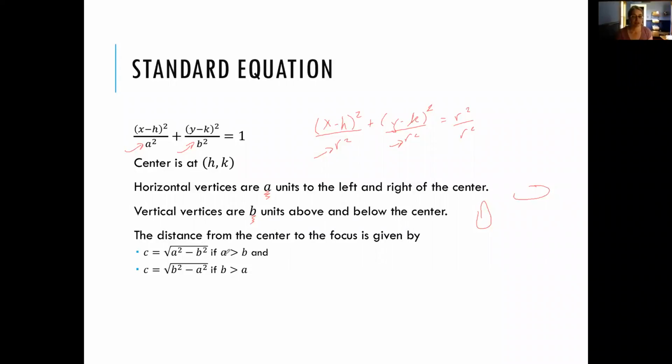And if you have a horizontal ellipse, so if A is bigger than B, then there's this parameter C that is equal to the square root of A squared minus B squared. That gives us the distance from the center to the focus point on either side.